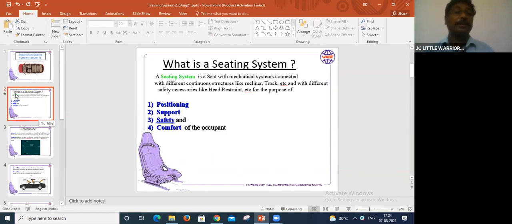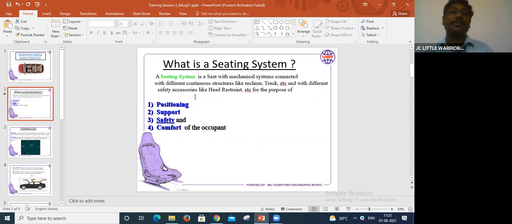Now coming to the recliner and track. You understood the recliner, right? The recliner is nothing but a mechanism which allows the back to recline. So this is the back. I'll show you in a video also. A video is there which will show you all the features. And this one is the track.